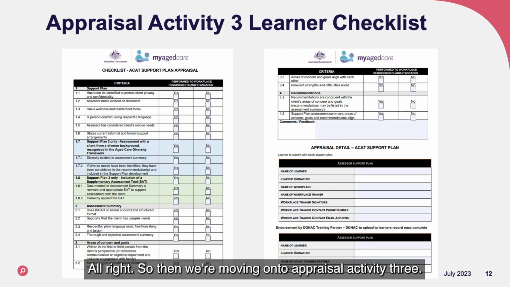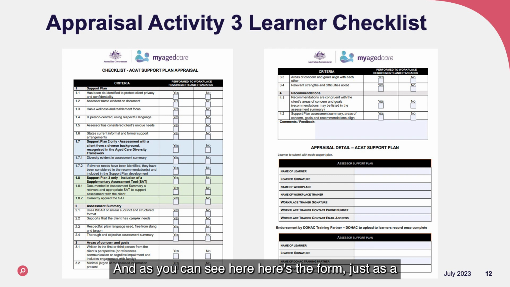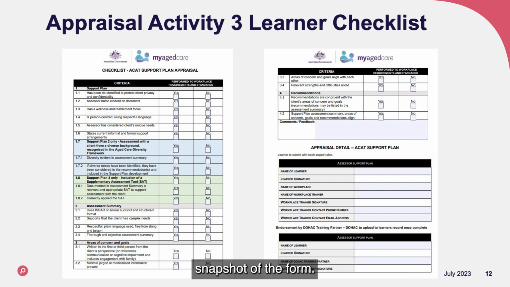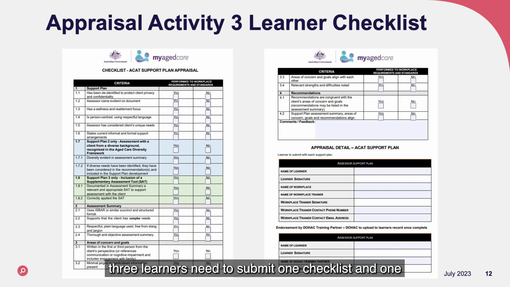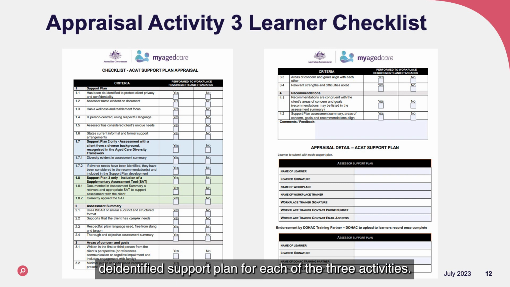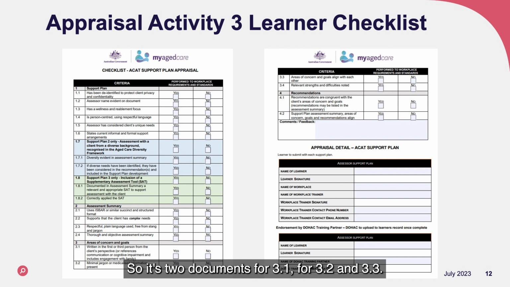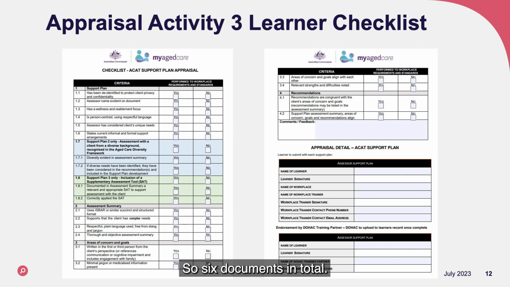All right. So then we're moving on to appraisal activity 3. And as you can see here, here's the form just as a snapshot of the form. And as I mentioned before, for appraisal activity 3, learners need to submit 1 checklist and 1 de-identified support plan for each of the 3 activities. So it's 2 documents for 3.1, for 3.2 and 3.3, so 6 documents in total.